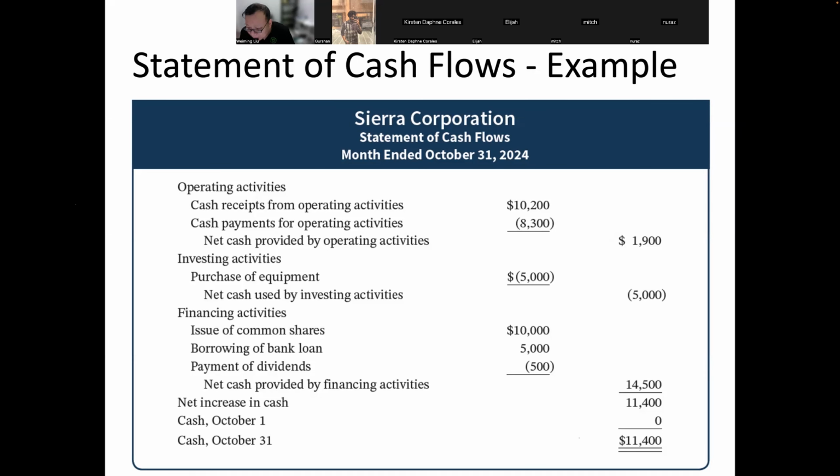Is tax included in the cash statement? I think yes, because that's a cash payment for operating activities. If you pay cash to CRA, that cash payment, the tax dollars, will be captured within this line, the cash payment for operating activity. Anyone else? Any other questions?